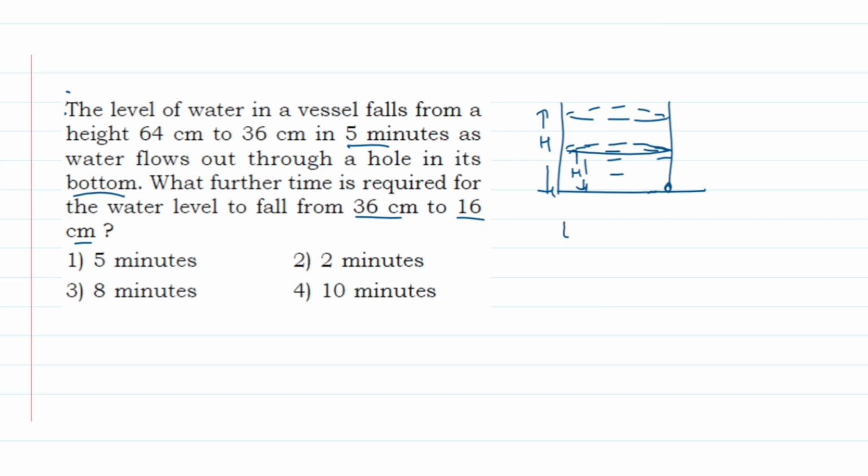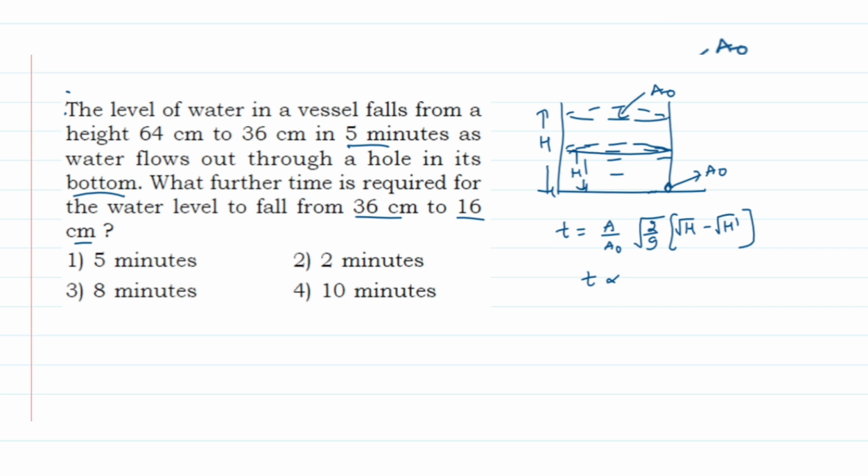Then the time to decrease the water level, the formula will be A by a naught into the square root of 2 by g into the square root of h minus the square root of h dash. Capital A is the area of the surface, and small a naught is the area of the orifice. In the first case the time value is given, so time is directly proportional to the square root of h.